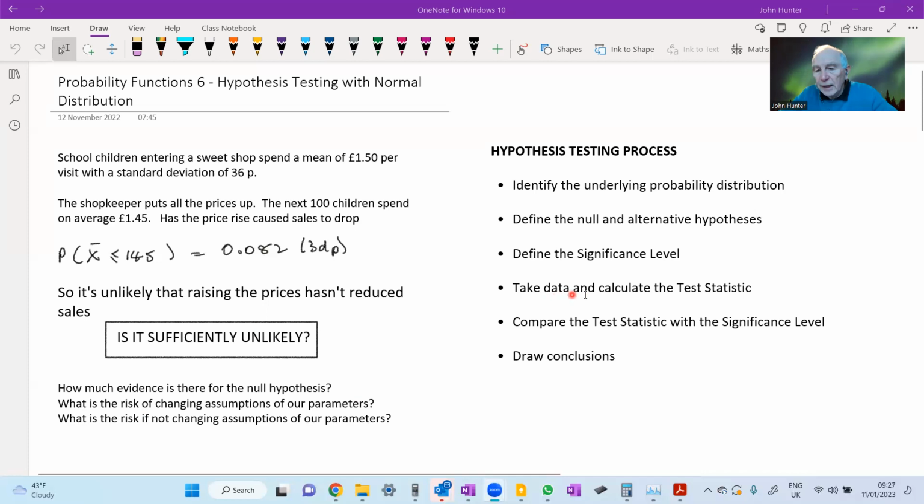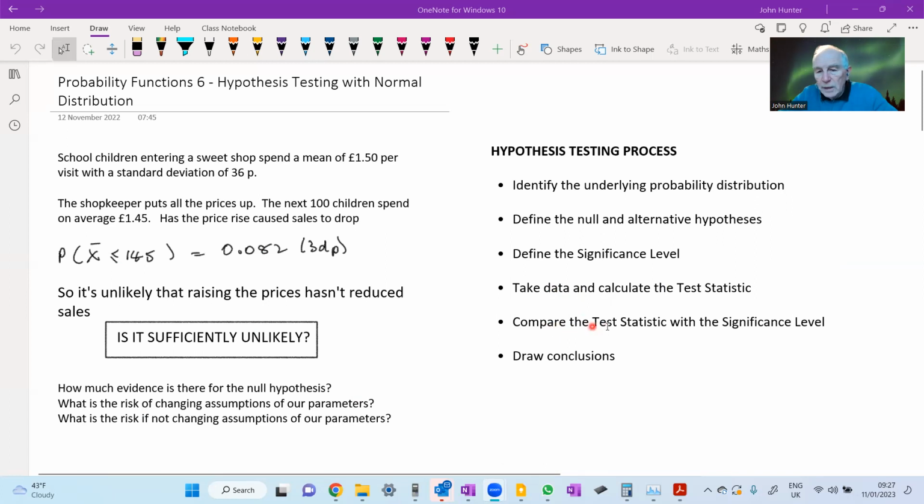Then we take the data and calculate what we call the test statistic. In the case of this shopkeeper problem, that would be our 145 pence. This is an important part of the process, in the sense that we should do all this stuff first before we take the data, because if you take the data first and then form your hypotheses, they are influenced by your data and not by what you're trying to prove or disprove.